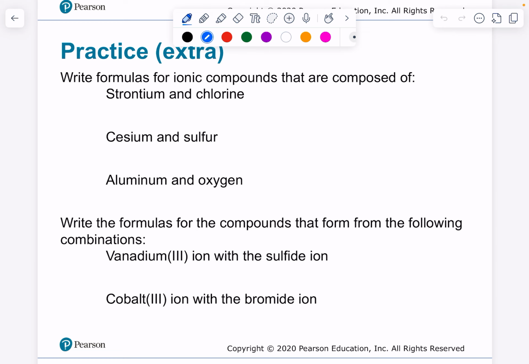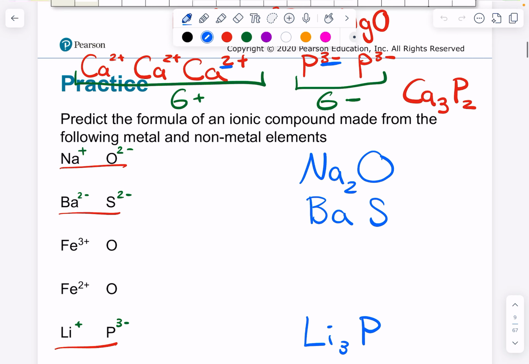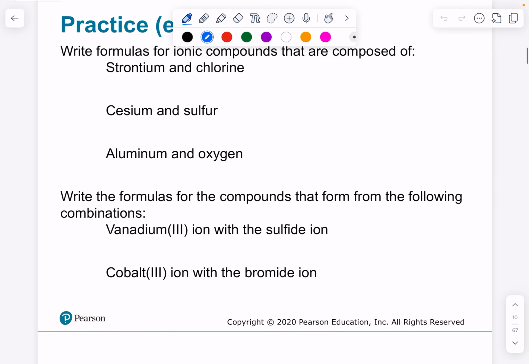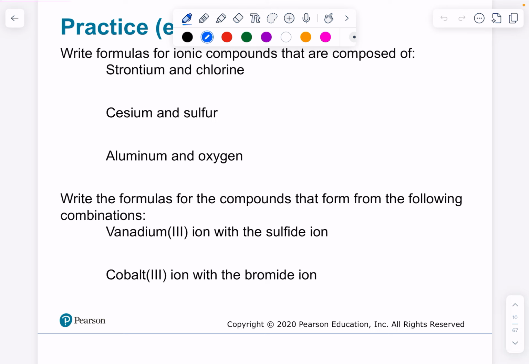All right, so this one's just practice. You can go ahead and pause here. This would be a warm-up based on what we did last class. Go ahead and pause here and then do these as practice.